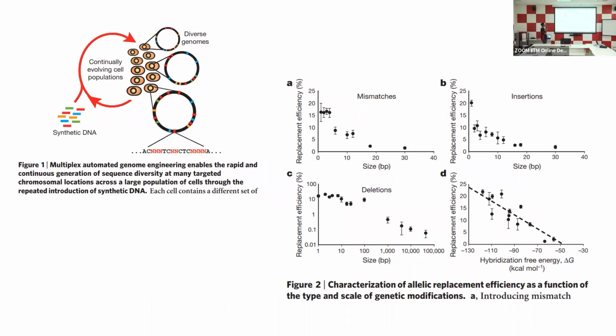So if you look at the graph, this is a general scheme as to how MAGE works. We'll come to this later. Firstly, in this one, characterization of allelic replacement efficiency, we can see that for mismatches and insertions, as the size increases, the efficiency decreases. Same for deletions, but it decreases much slower, so it's correlated more. Most importantly, the hybridization free energy can be correlated best with the efficiency. The greater the energy in the negative direction, the more the efficiency of replacement of alleles.